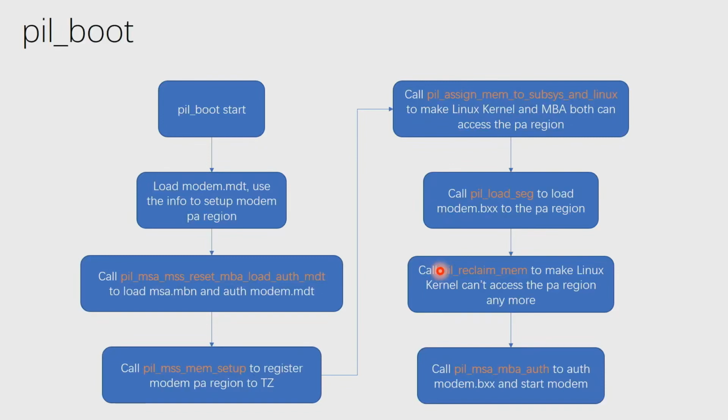The pil_boot function in the Linux kernel describes the boot flow of a modem. It will load MBA.mbn and modem images to physical memory, then trigger MBA and modem images to be verified and executed in the modem processor. The Linux kernel can restart the modem processor at any time. It will hit this function, pil_boot, each time it is restarted.